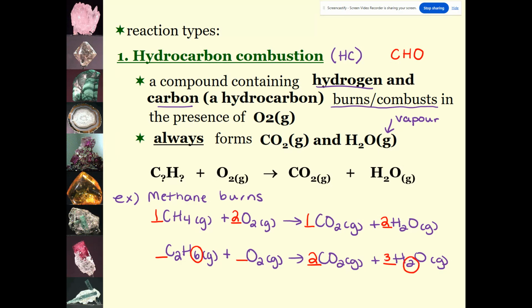So 3 times 2 will give me the 6 to match on both sides. Now I count up my oxygens. I have 2 times 2 for carbon dioxide, so that's 4, plus 3 in the 3 waters. Each water has 1, so 3 times 1 is 3. So that gives me 7. That's an odd number, right? So what times 2 is going to give me 7?